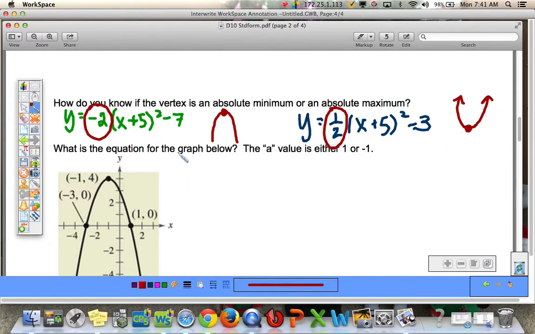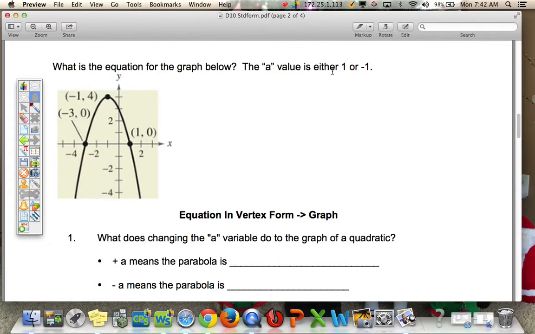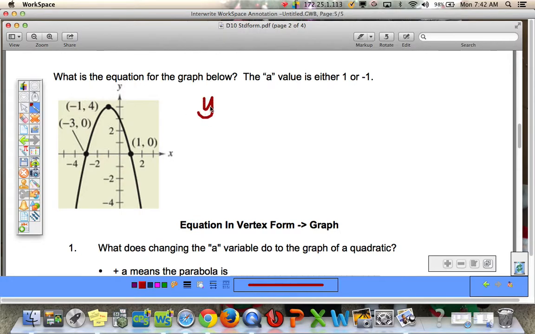So the first type of question you're going to see on your assignment is this: what is the equation for the graph below? It gives you the a value, the slope value, 1 or negative 1. So this one right here, you would look at it, it's an upside down U, so that slope must be negative 1. And then we look at the vertex. So here's the vertex, and that would be left 1, so x plus 1. Don't forget your square, that makes it a parabola. And then you have up 4, so plus 4. So for the first 4 on your assignment, you pick your a value. If it's positive, it should be a regular U, and if it's negative, it will be an upside down U. And then you look at the vertex and put it into vertex form.